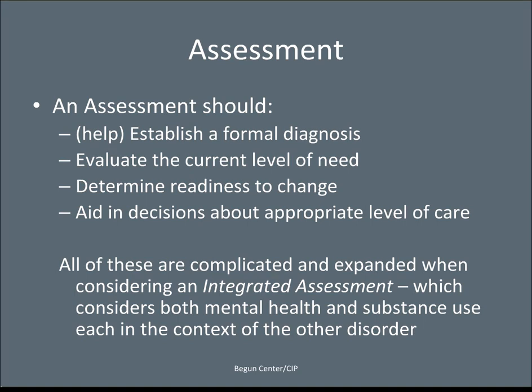What happens when things get really complicated and you have two diagnoses or a co-occurring condition? At that point, your assessment can help with establishing that formal diagnosis, and actually at that point we're going to say diagnoses. And then you're going to have to evaluate the current level of need, not just for one area, but two or three or four. And determining readiness to change can be a big deal in that too.